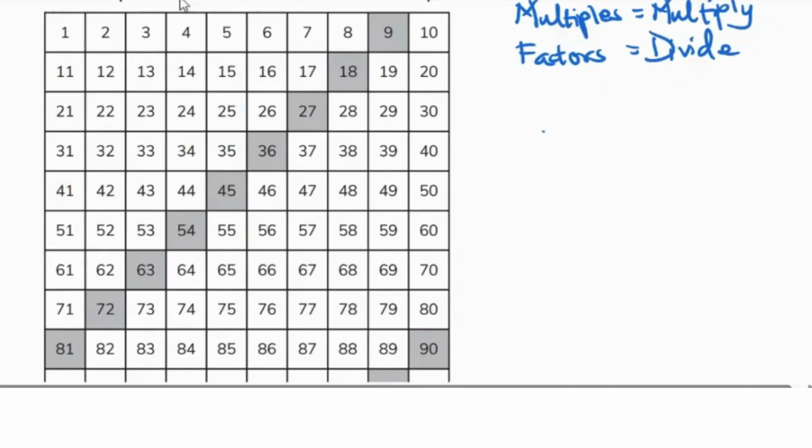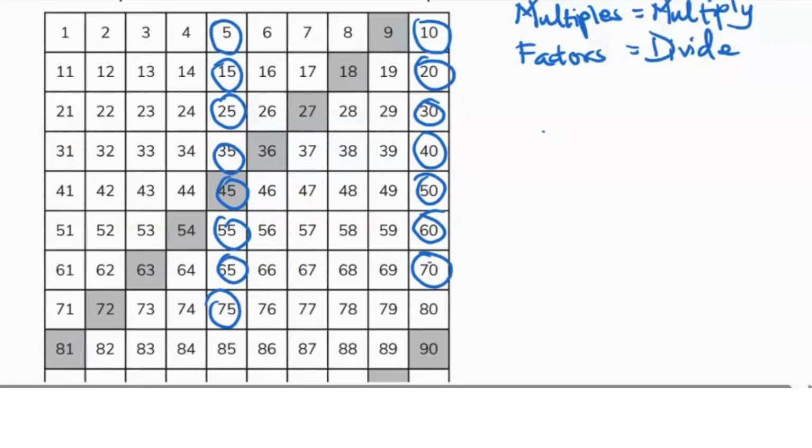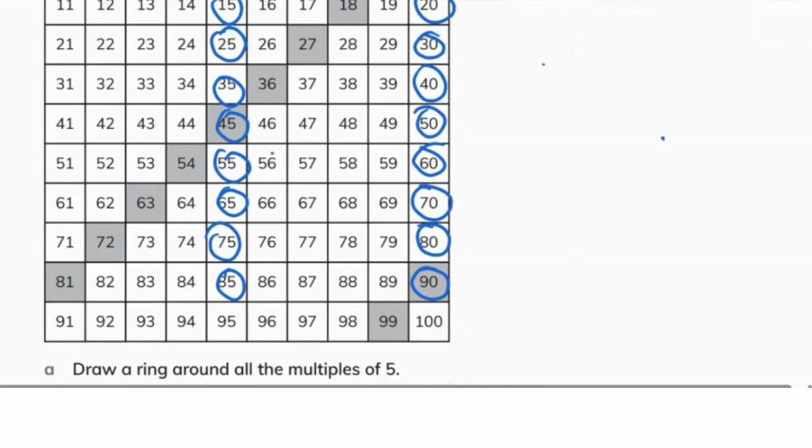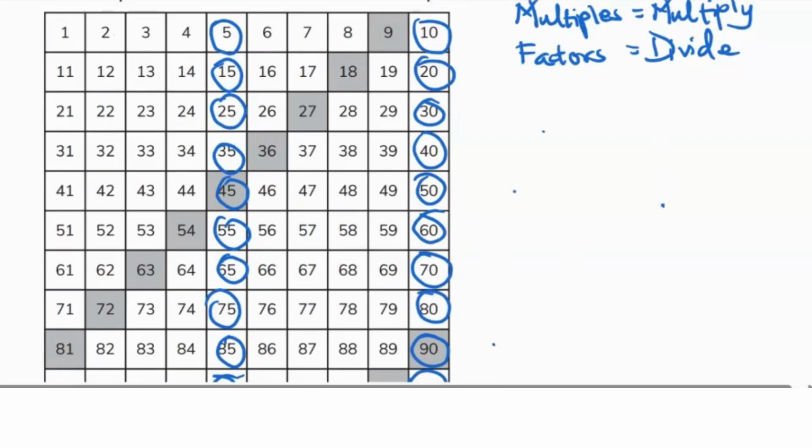So multiples of 5 will simply be what? 5 times 1, we have 5. 5 times 2, we have 10. 5 times 3, we have 15. 5 times 4, we have 20. And then 25, 30, 35, 40, 45, 50, 55, 60, 65, 70, 75, 80, 85, 90. Okay, and then we have 95, and then lastly 100. So these are the multiples of 5 from 1 to 100.